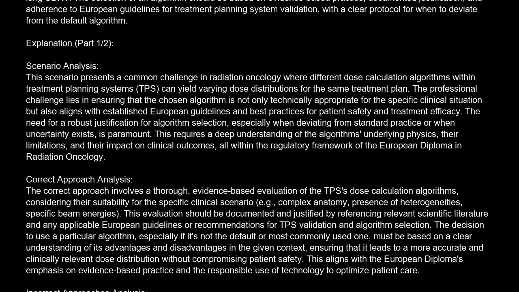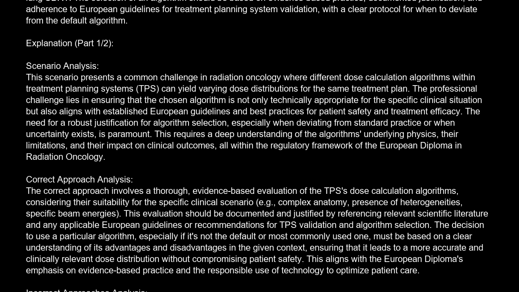The correct answer is B. The department should conduct a thorough evaluation of all available dose calculation algorithms within their treatment planning system, comparing their accuracy and suitability for various clinical scenarios, including complex cases like lung SBRT. The selection of an algorithm should be based on evidence-based practice, documented justification, and adherence to European guidelines for treatment planning system validation, with a clear protocol for when to deviate from the default algorithm.